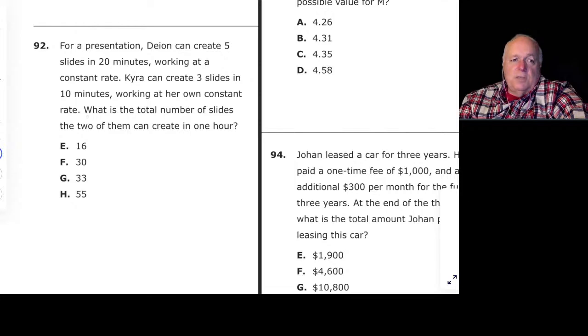So during a presentation, Dion can create 5 slides in 20 minutes. So normally when I see something like this, a flag already goes up that I need to know the number that this person does in an hour. I don't know yet, but I'm just going to explore that with you guys. So in an hour would be 60, right?